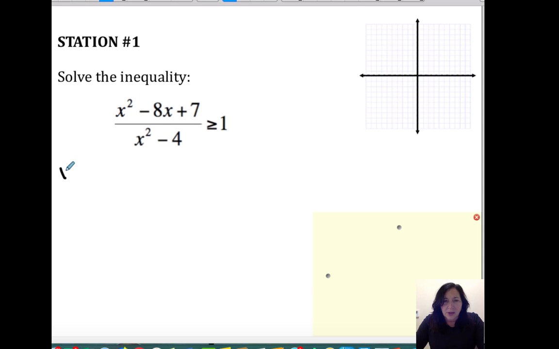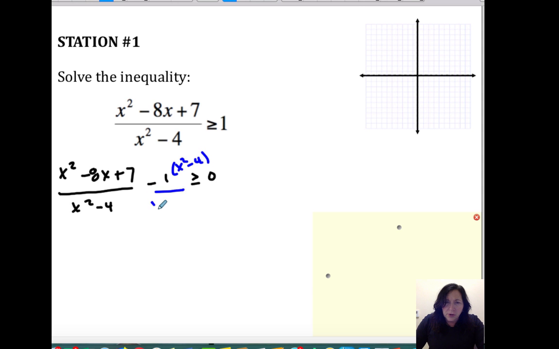And in doing that, you've got (x squared minus 8x plus 7) over (x squared minus 4) minus 1 is greater than or equal to 0. We need a common denominator. Common denominator is going to be x squared minus 4. So we have (x squared minus 4) over (x squared minus 4). And so now I just have to simplify this.